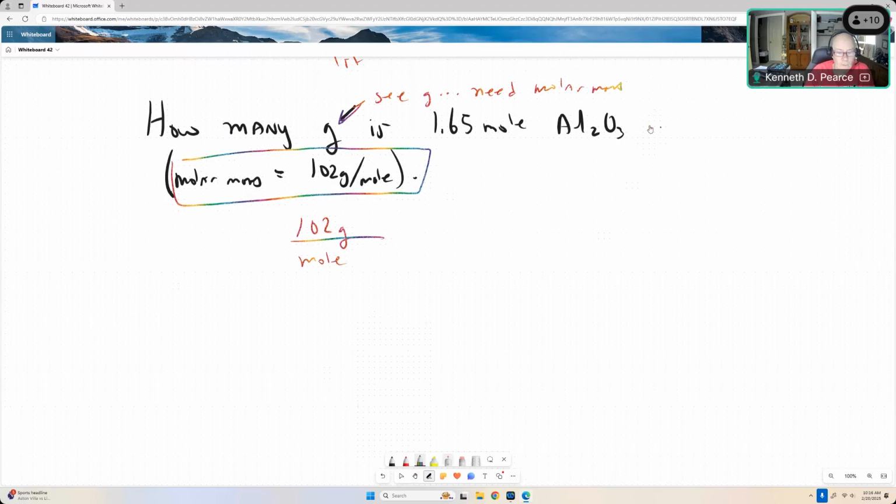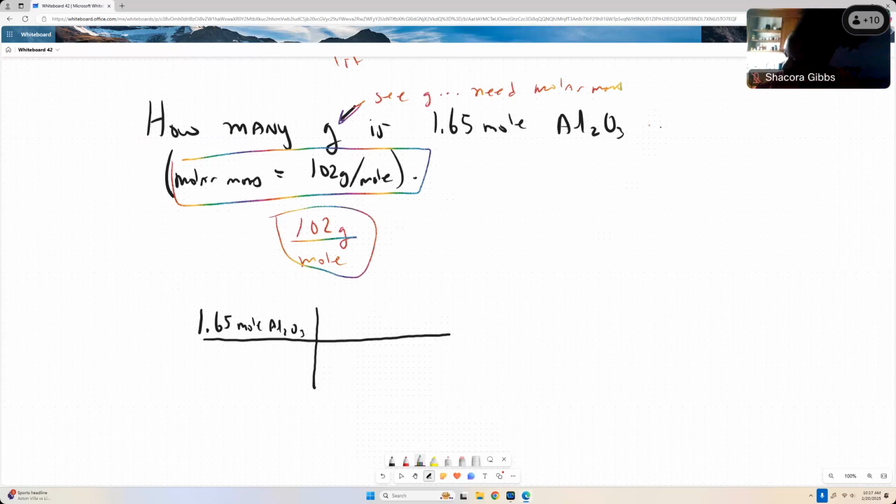All right, now the next step is figure out what's my measured number. What is my measured number? It's the 1.65 moles. So what I'm going to do is draw a line, and I'm going to say 1.65 mole aluminum oxide. All right, so how do you want to use that? You want to use it like it is, or you want to flip it over? Flip it. Why would you want to flip it? If you flip it, well, I'll do what you want me to do.